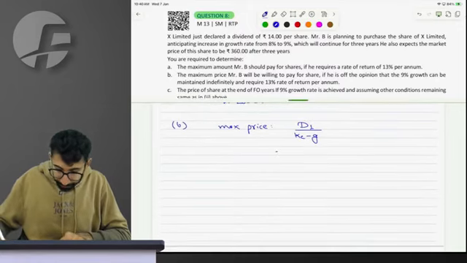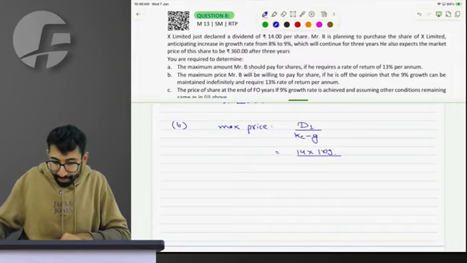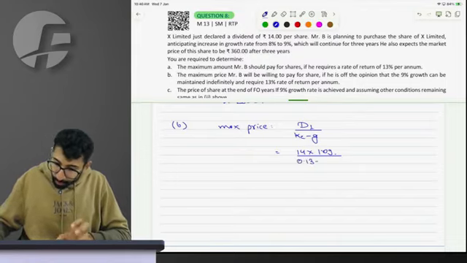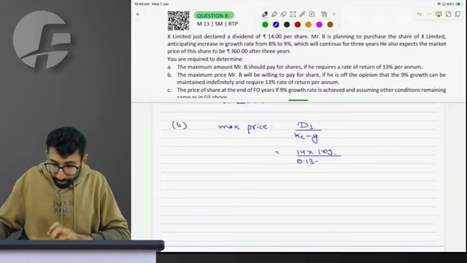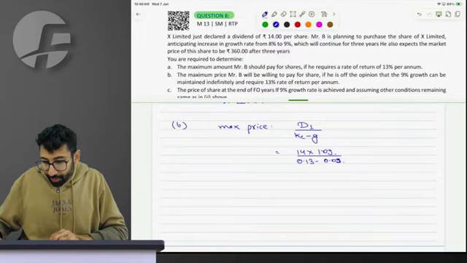Sir, what is D1? D1 is 14 rupees of dividend into 1.09. What is K? The discounting rate K, as they say, is 0.13 minus growth rate of 9% that can be forever maintained. What is the price turning out to be?